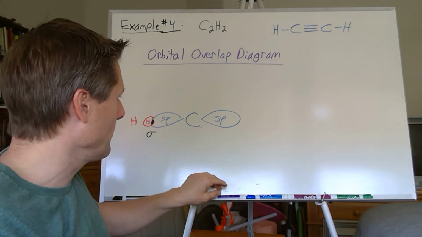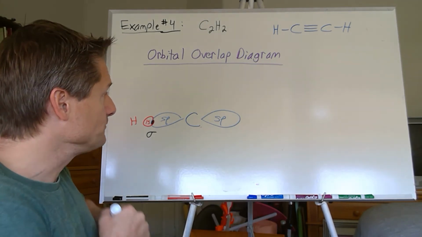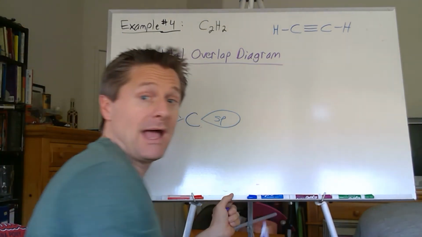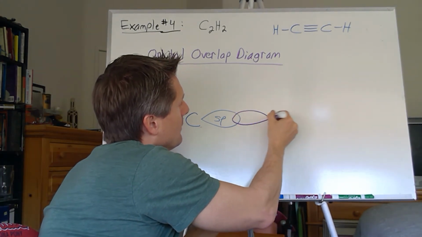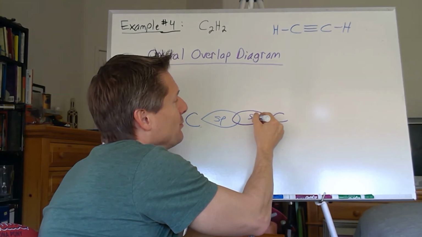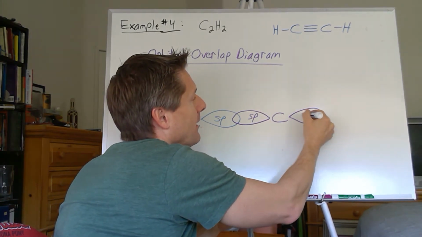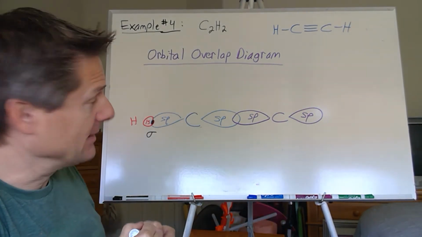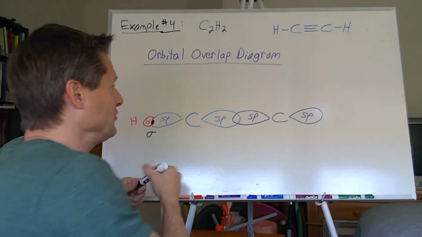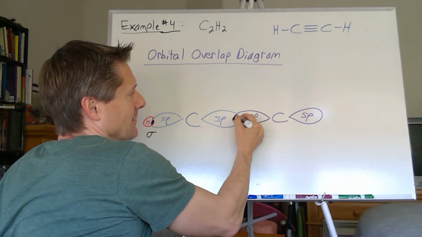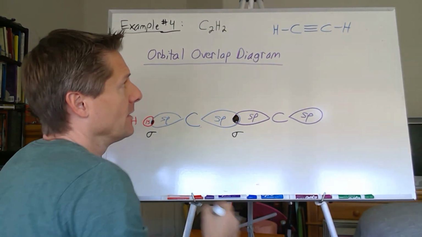So the second carbon, let's do that in purple, will also be sp hybridized, 2 electron groups. So let's do the same thing. Let's draw the sp there and the sp there. They look exactly the same. Head-on overlap, crash, crash, crash. There's our sigma bond.